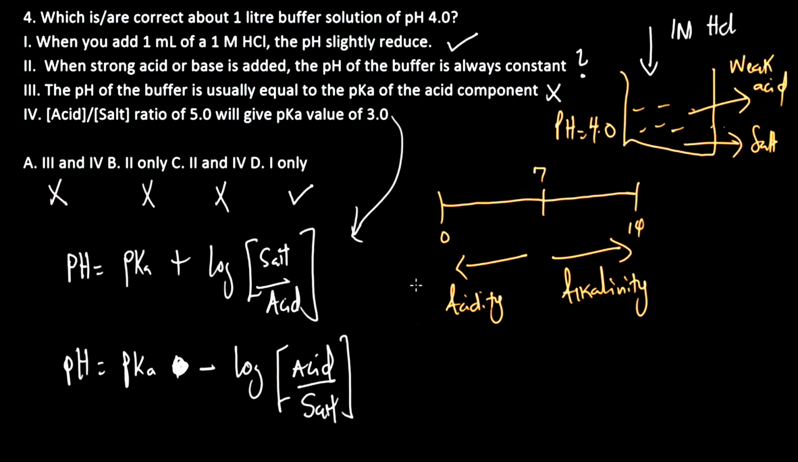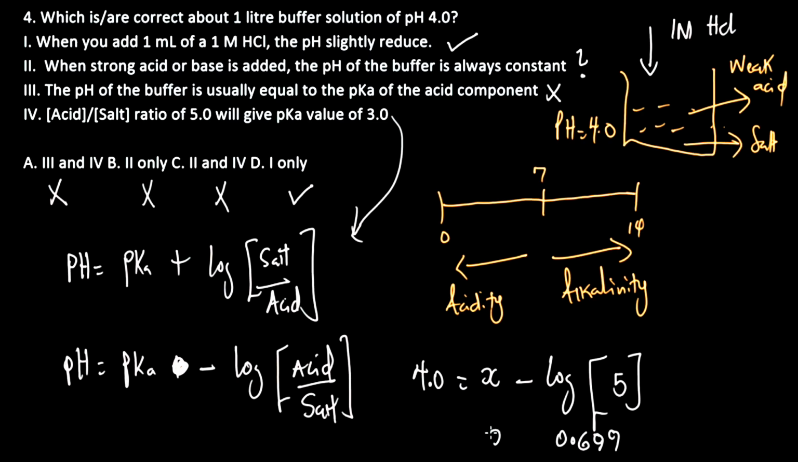Now the pH was said to be 4.0 in the question. So we have 4.0 equals, we are looking for the pKa, let's say it's x, minus log of the ratio. If this ratio is 5, then we have log 5 here. Log 5 is 0.699, and x minus 0.699 equals 4.0. Therefore x equals 4.699. So the pKa is not 3. So this is wrong. So definitely option D is the answer.